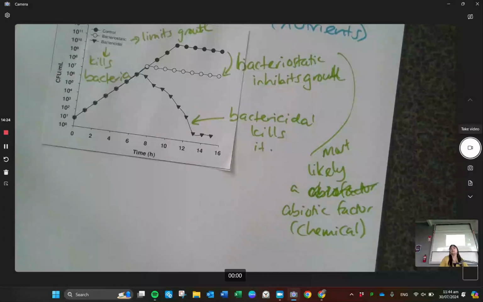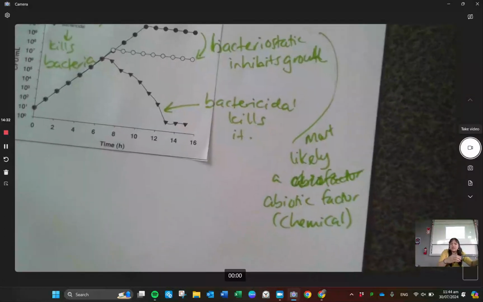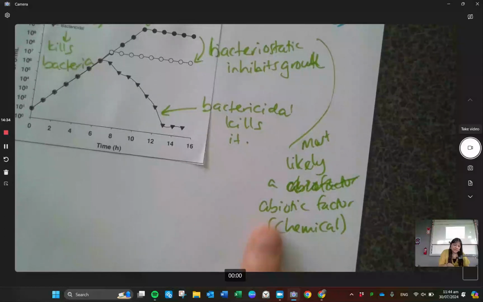Let's move this down because I feel like I'm really high up. Do you need help? Bactericidal, I'm sorry, my handwriting's really bad sometimes. Most likely an abiotic factor, like a chemical.